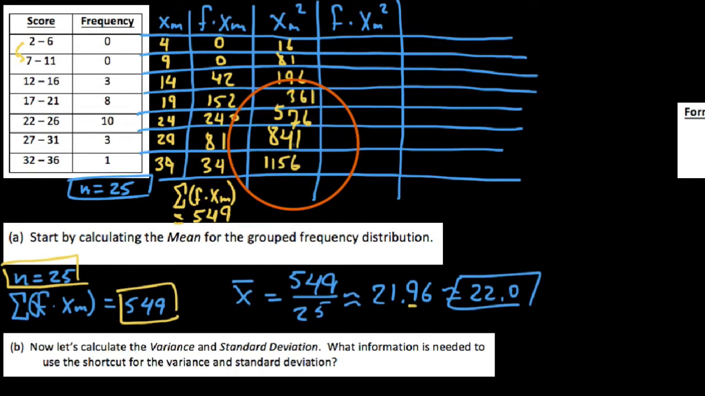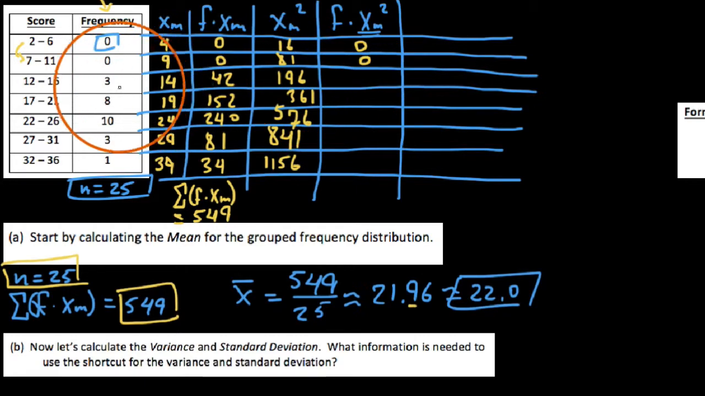So what we are going to do in this particular instance is this. We're going to go back and take all of our frequencies, these original frequencies, except instead of taking them times the class midpoint, we're going to take them times the squared class midpoint. So we get 0, which was our first frequency. This time times 16 is still 0. We get 0 times this 81 is 0.